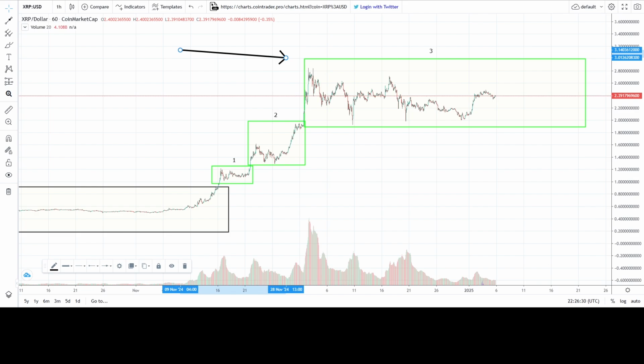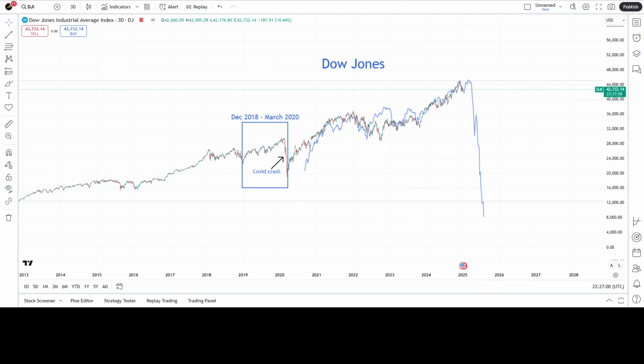Now I want to step back and show you the bigger picture. This is the Dow Jones. It is my belief that the Dow Jones is copying a fractal that was printed from December 2018 to March 2020. This fractal ends, as you can see, with a substantial decline. This decline is the C19 crash. Since that time, the Dow Jones has roughly been repeating the same pattern.